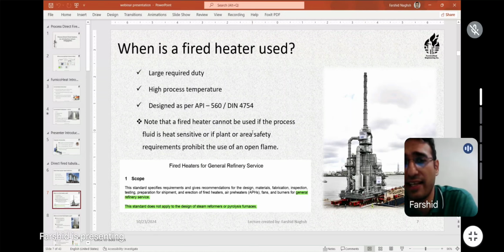And if you have a plant that prohibits the use of an open flame, you cannot use fired heaters, or you have to do something else to provide that kind of heat to your stream.